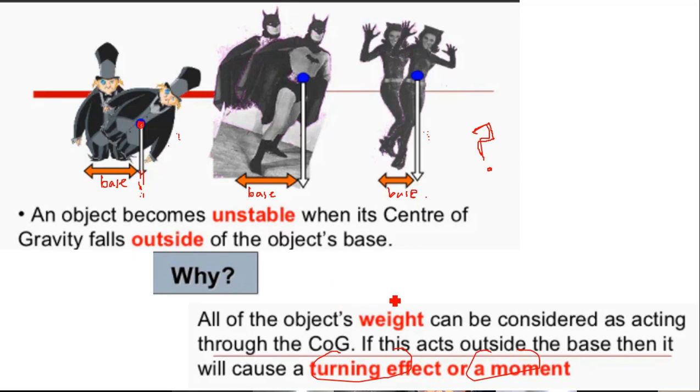All of the object's weight can be considered as acting through the center of gravity. If this acts outside the base, then it will cause a turning effect or a moment. It can be like this. Turning effects.